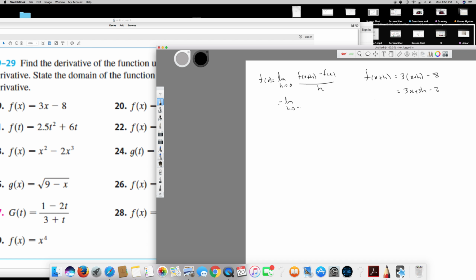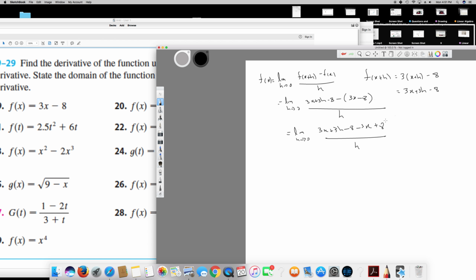Limit as h approaches 0, and for this one I'm going to put this value right here. It's going to be 3x plus 3h minus 8, and minus, within the bracket, I am putting the same value right here. f(x) is equal to 3x minus 8, over h. And if I expand this one, it will become 3x plus 3h minus 8 minus 3x plus 8, because this one is minus minus, so it will become plus 8, over h.